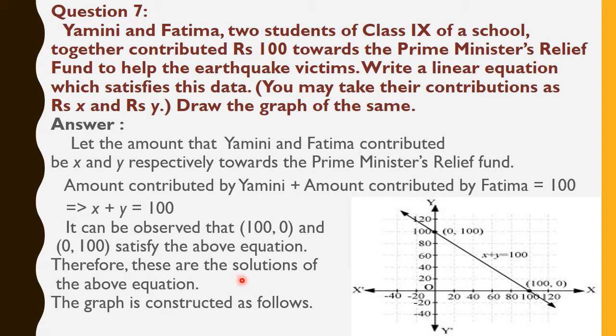So the graph can be constructed like this. We'll take the x-axis and y-axis. Along the x-axis, we have plotted the contribution of Yamini, and along the y-axis, we have plotted the contribution of Fatima.